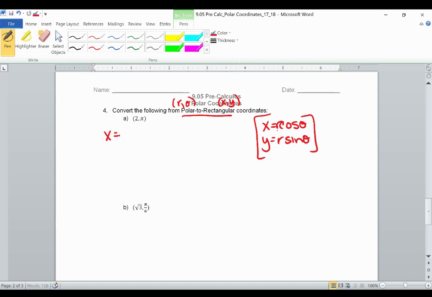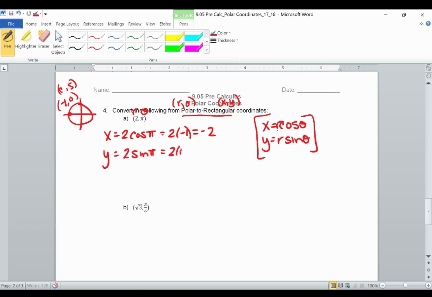So x equals, so this is your r and this is your theta, so 2 cosine pi. If you need to draw out your unit circle, here's pi over here. Coordinates are -1, 0. Cosine always comes first and then sine. So the cosine of pi is -1. So that's 2 times -1, which is -2. Y is 2 sine of pi. So sine's the second coordinate, which is 0. So 2 times 0, which is 0. So -2, 0, that would be your rectangular coordinate.